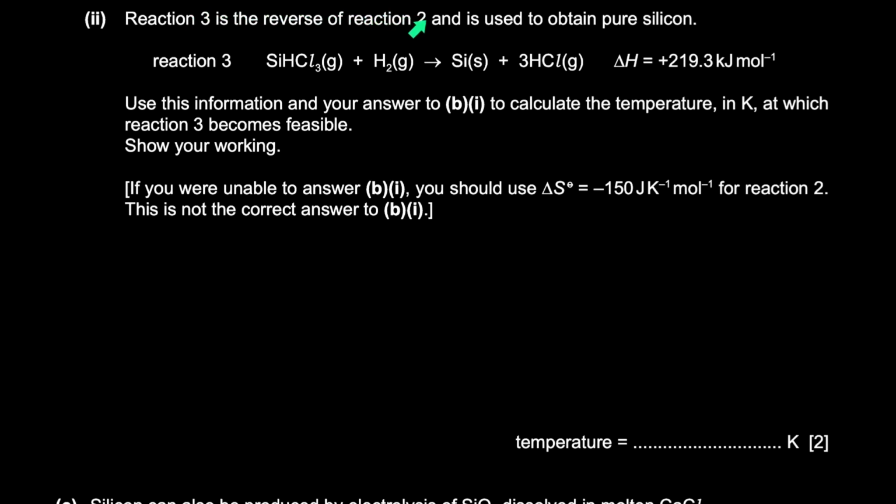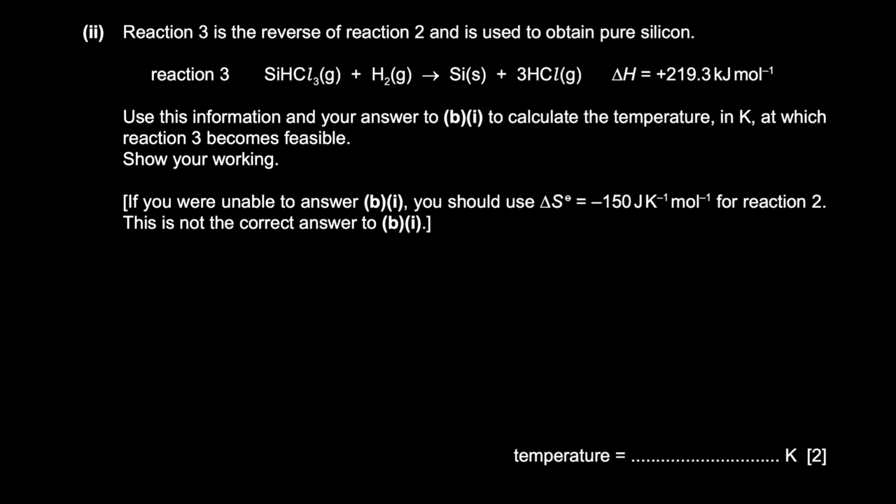Reaction 3 is the reverse of reaction 2 and is used to obtain pure silicon. Use this information and your answer to B part 1 to calculate the temperature in Kelvin at which reaction 3 becomes feasible. Show your working. So what is the temperature at which the reaction becomes feasible? The reaction is feasible when the Gibbs free energy change is less than 0. So we want to calculate the temperature at which the Gibbs free energy change is equal to 0.